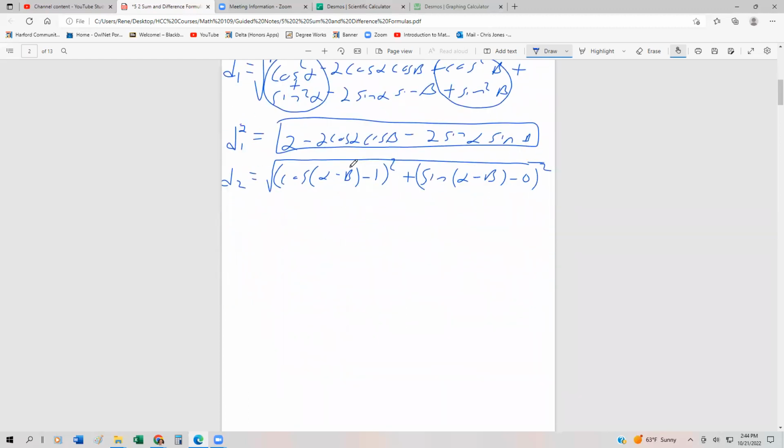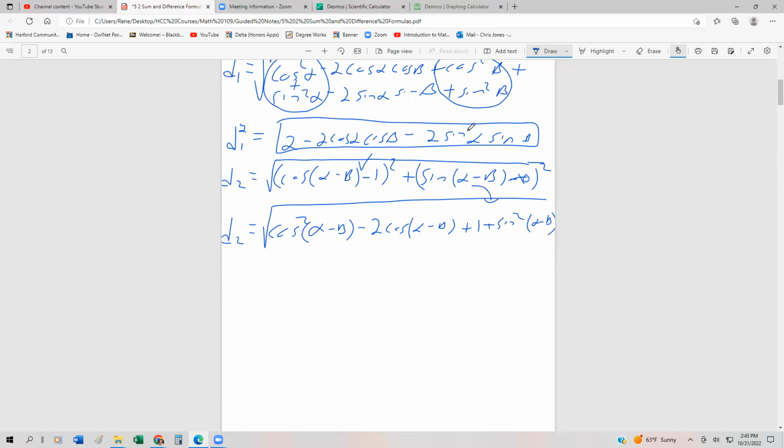Now, once again, we're going to FOIL this out. And this one's easy because when we have the minus 0 in there, it just goes away. So distance 2 is going to be equal to the square root. All right, so this is going to be a little bit ugly, but that's okay. We're going to have cos squared of alpha minus beta, minus 2 cos of alpha minus beta, plus 1. And now we just have plus sine squared of alpha minus beta.